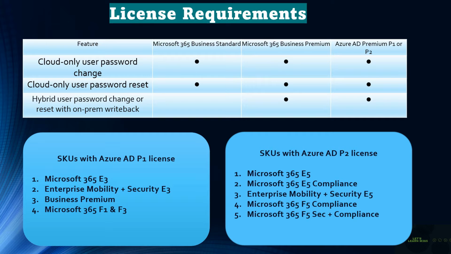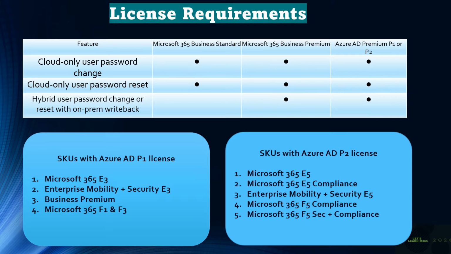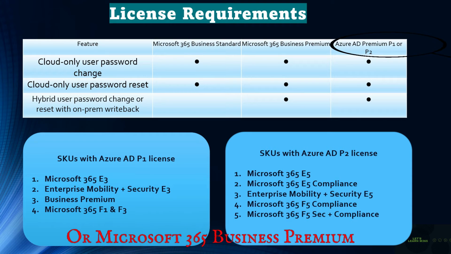Now the second feature is that the user has forgotten their password and they want to reset it by simply answering some of the security questions or completing other authentication methods. To use this feature, you need either of these licenses. In case you are in a hybrid environment where your users are synchronizing from your on-premise directory and users need the ability to either change or reset their password, then you need an Azure AD Premium P1 or P2 license.